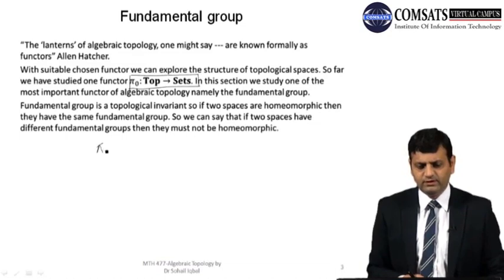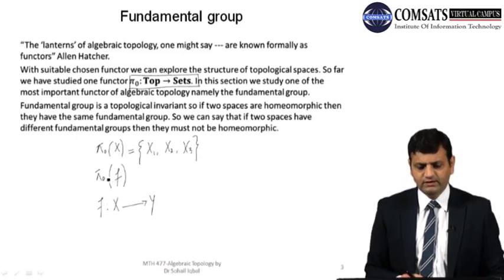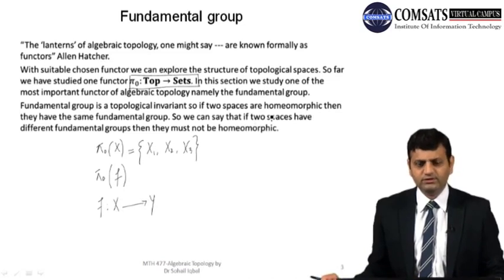If you remember, if I have a topological space X, then pi naught of X will give me the path connected components of the space X. So for example, if there are three path connected components, x1, x2, x3, then pi naught of X is equal to x1, x2, x3. These are the objects, and similarly we also studied the images of maps. So if F is a continuous function from X to Y, then pi naught of F takes path connected components of X to the path connected components of Y.